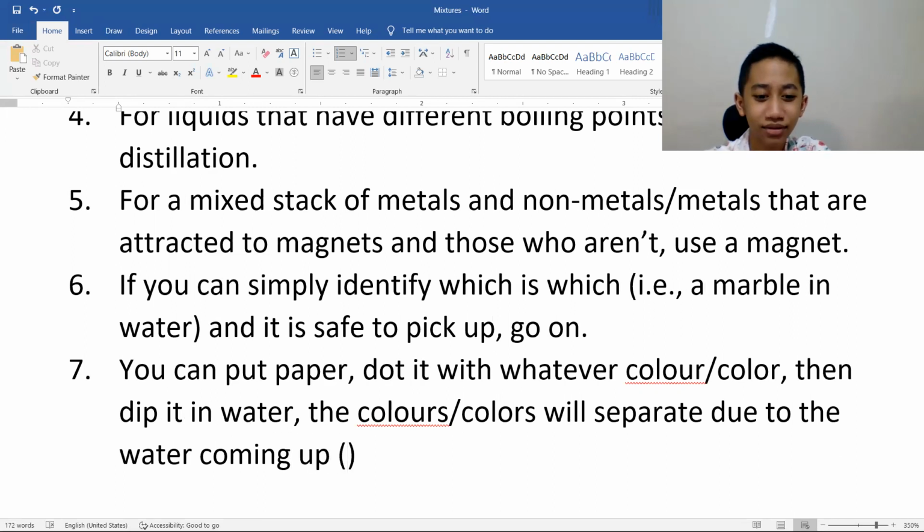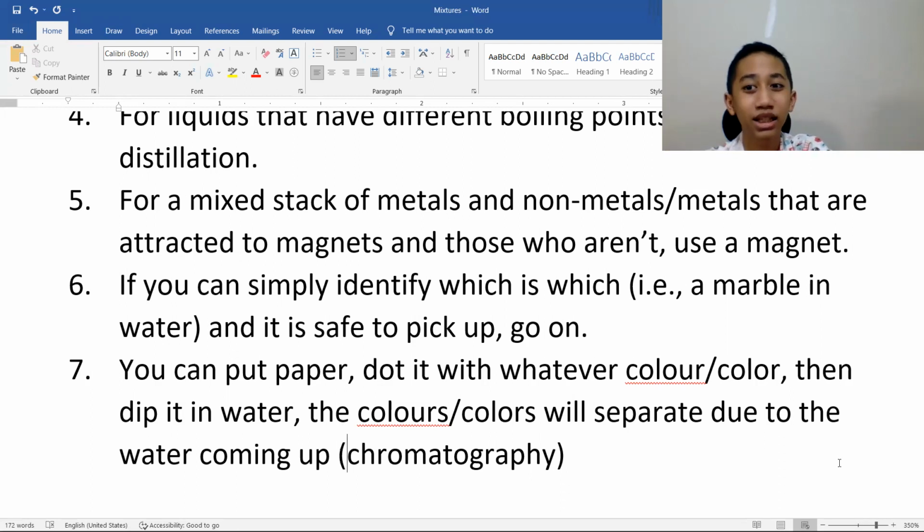Now this one is kind of difficult. It's chromatography. And the person who discovered it, well, I could not remember the name, but I could only remember that he was a Russian botanist. And the fact that he is Russian may give you a clue as to why I do not remember the name.